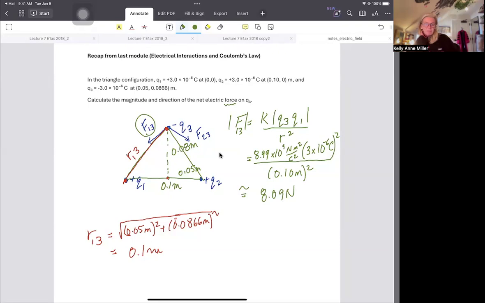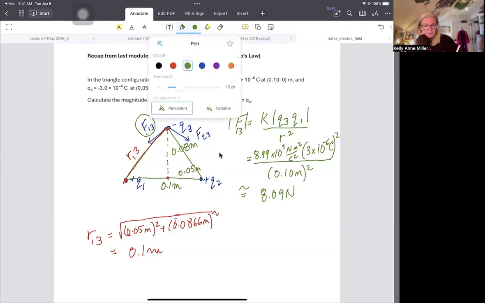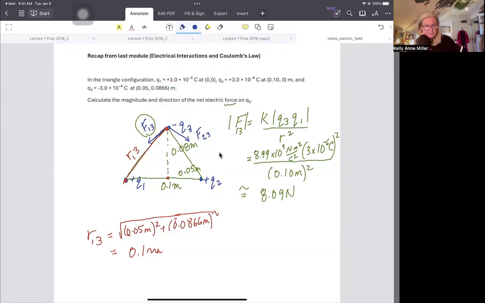Okay, so that is the magnitude of this blue vector that I've drawn here. It's this vector here. It's also this vector because they're the same. Sorry, this is messy. So that's both the force of charge 1 acting on charge 3, just the absolute value, we're not talking about direction, and it's also the force of 2 acting on 3, because they're the same.